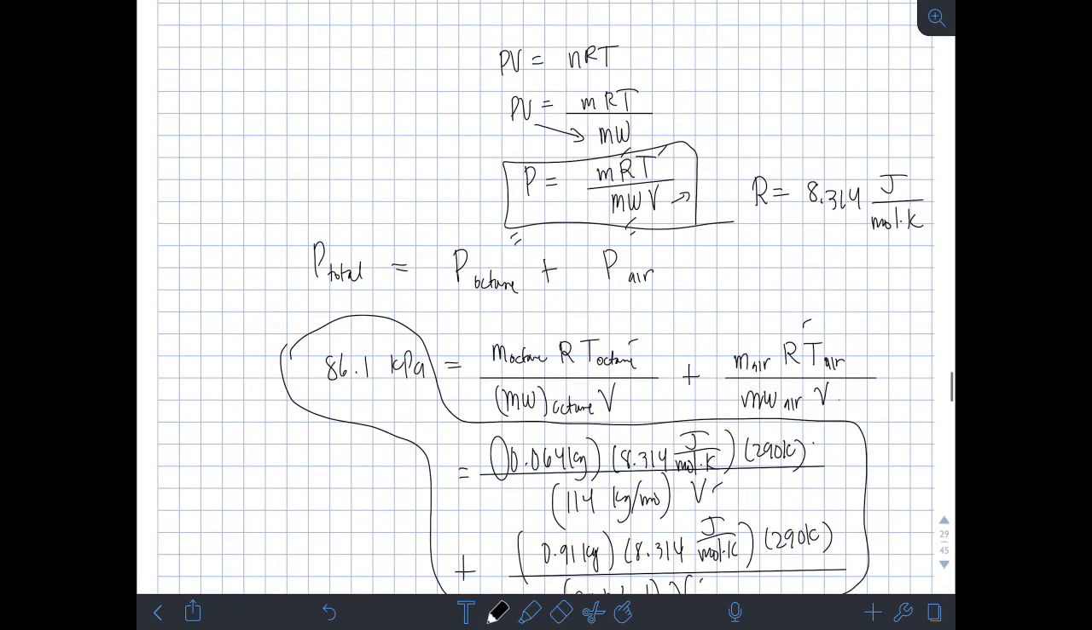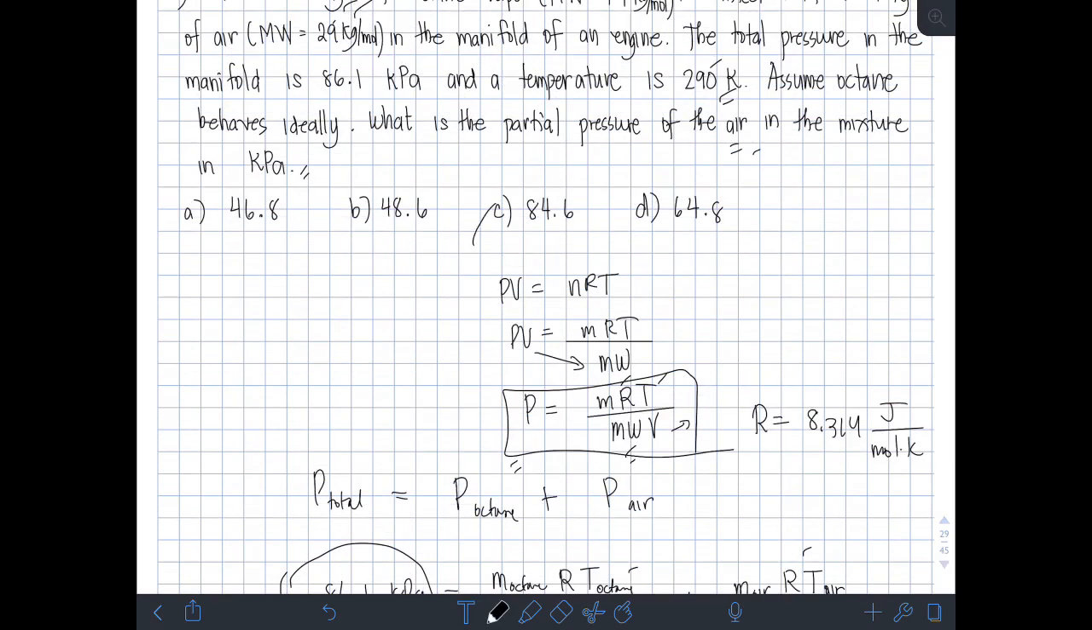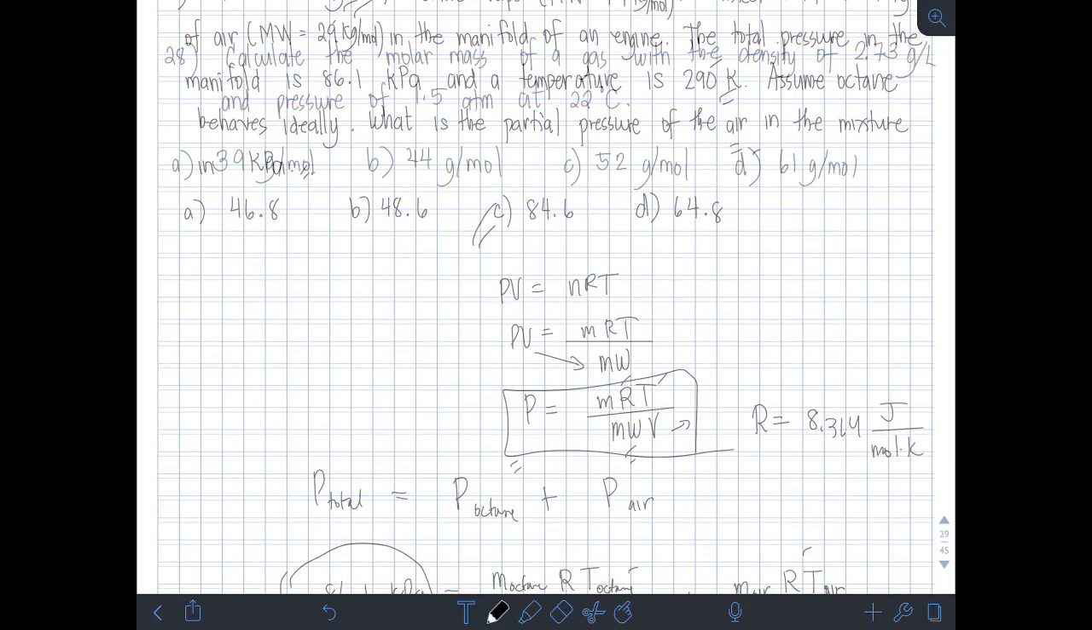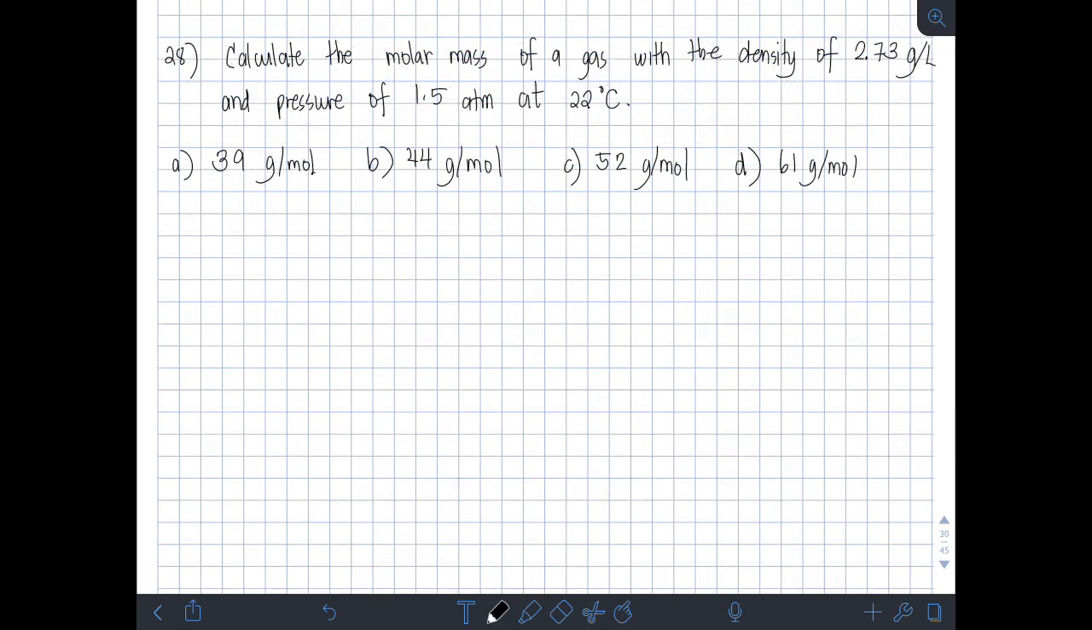So, the answer is letter C. Okay? Next, we have: calculate the molar mass of a gas with a density of 2.73 grams per liter and pressure of 1.5 atm at 22 degrees Celsius. Okay, so hanapin daw natin yung molar mass.